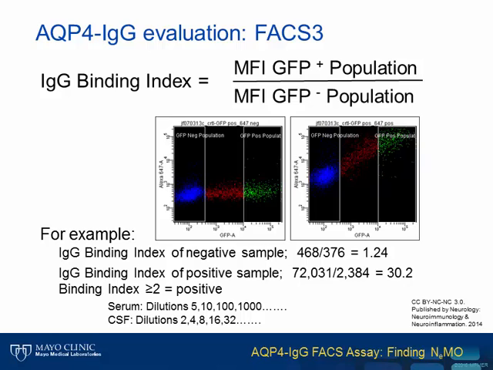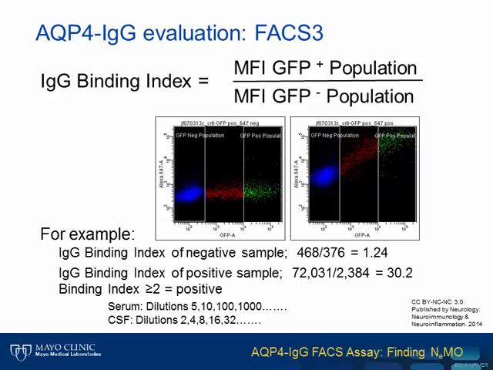How do we define whether or not a patient is positive or negative? It's important to note that what we're really comparing here is the signal that's given off by the patient's serum bound to a fluorescent antibody when it binds to cells that are transfected with the water channel, compared to the signal that's given off by the patient's serum binding or not to cells that are not transfected with the water channel.